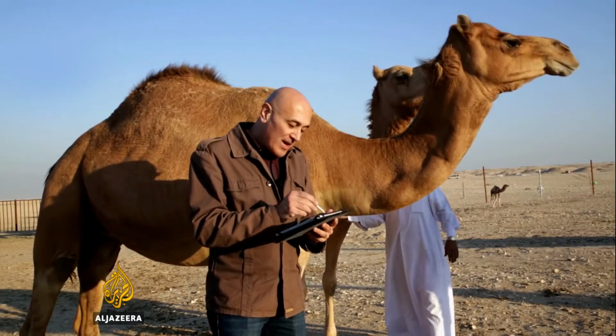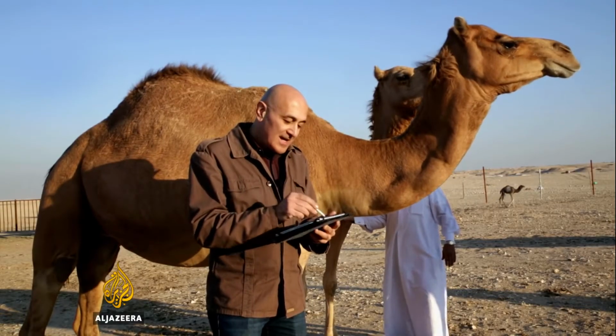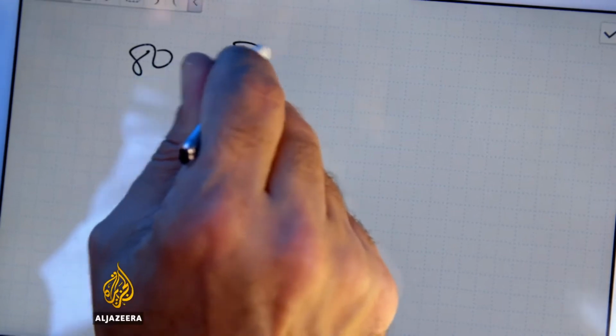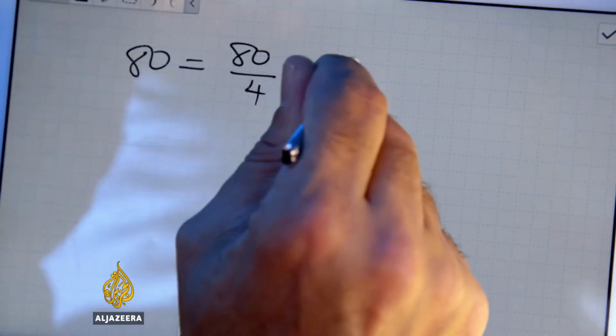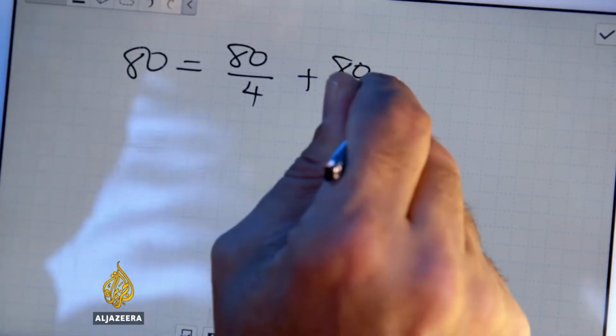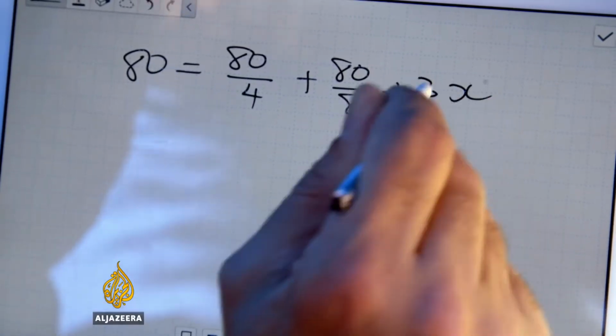He would set up the algebraic equation where the unknown quantity, the thing, al-shay, is part of the equation. This is what we would call x in algebra today. So the way I would write it is 80 equals 80 divided by 4 plus 80 divided by 8 plus 3x. 3 sons, each receiving x. That's what we have to work out. Al-Khwarizmi worked through the algorithm, the recipe to work this out.